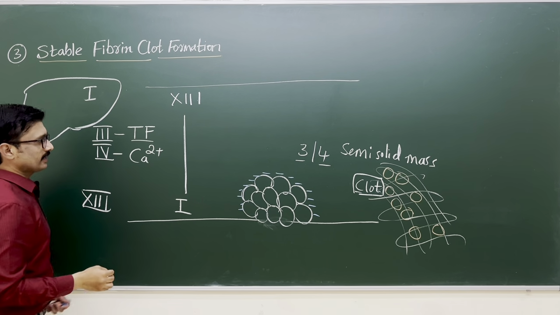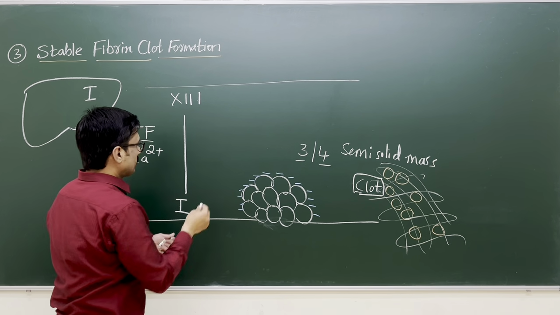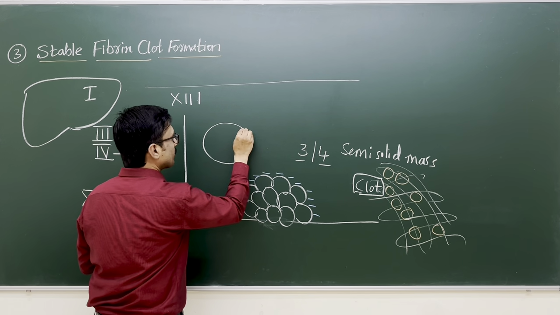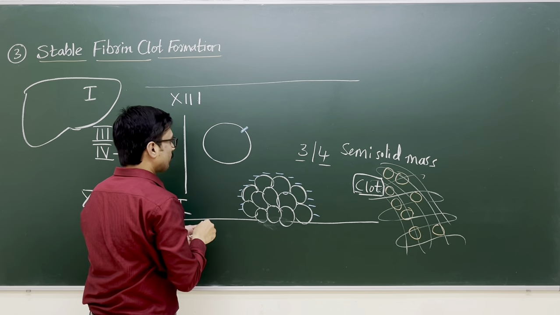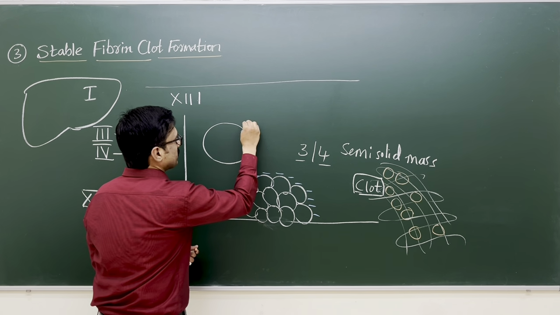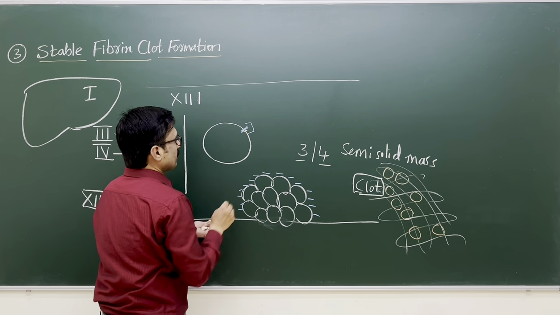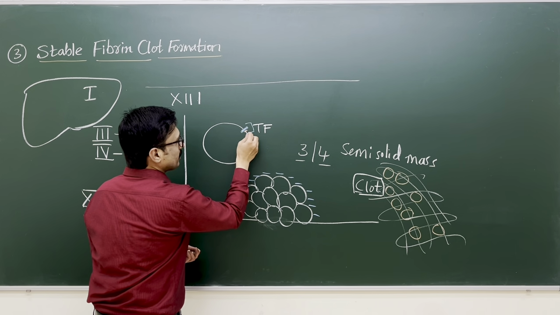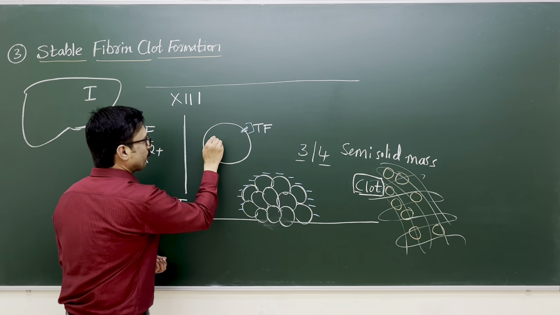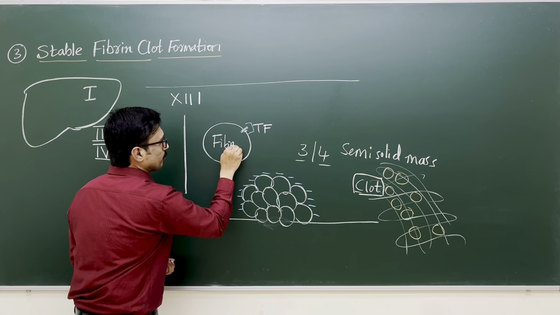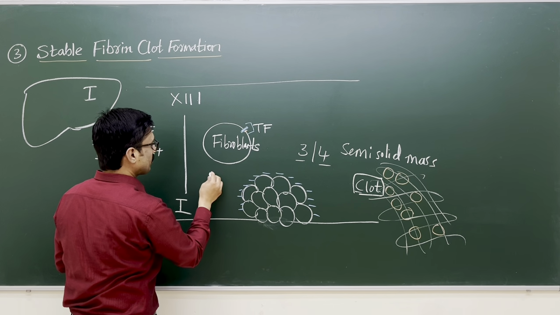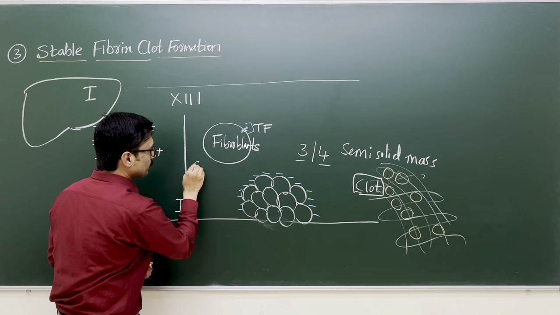So this tissue factor is nothing but, consider this is a cell, and this cell membrane protein along with the phospholipids forms a tissue factor. This tissue factor, glycoproteins and phospholipids are present over the fibroblast cells. Fibroblasts, they are also present over the cell membrane of vascular smooth muscles.